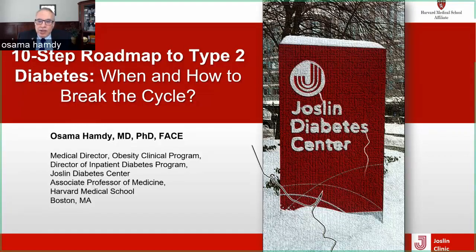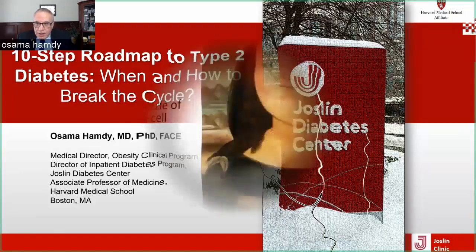Most of us know that people develop type 2 diabetes, but many of us don't know that there are 10 steps that patients go through until they develop type 2 diabetes. And recognition of those steps may be very valuable in breaking the cycle to type 2 diabetes or even reverse diabetes. So let me start from here.